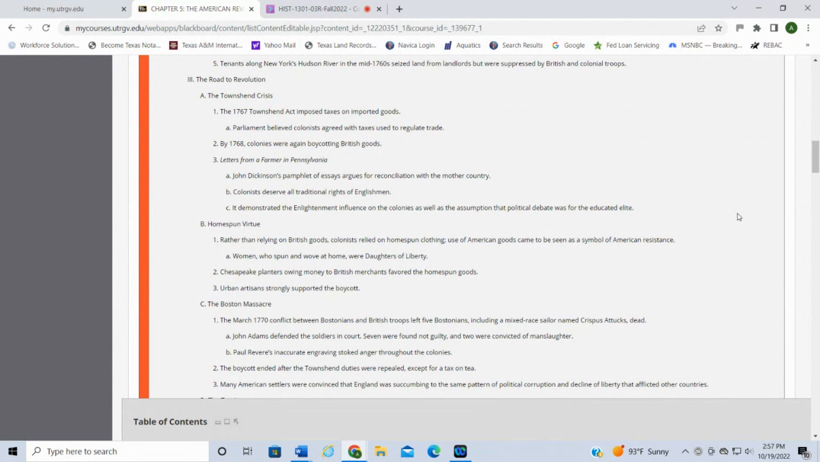Whereas with the Townshend Acts, this again was just limited back to trade, right? And so not everyone was engaging in trade and buying imported goods. So it only affected the people that really wanted these goods, right? But again, this still caused problems for the colonists. So by the next year, the colonies were again boycotting British goods, and that leads us, of course, to Letters from a Farmer in Pennsylvania.